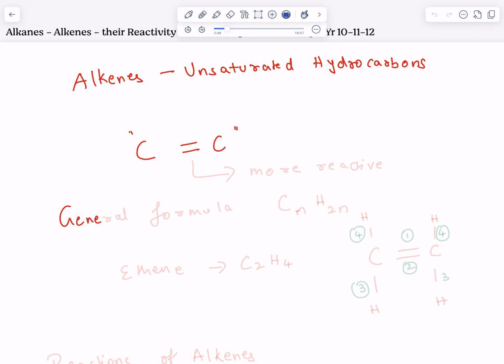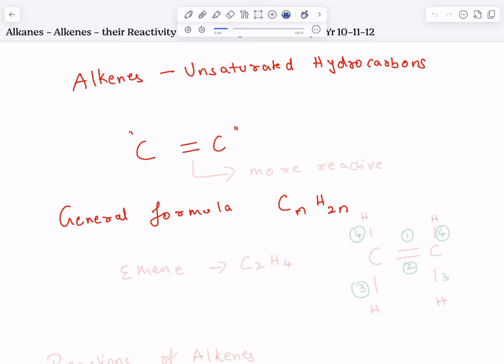The general formula of an alkene is CnH2n. Again, as I told you in my previous videos, n represents the number of carbons. If you remember, pause here and recall the general formula of an alkane. Absolutely, you got that right. It is CnH2n+2. Whereas for an alkene, you can see there are 2 fewer hydrogens than an alkane. Why? Because there is a carbon-carbon double bond, and this is the key reason they call them unsaturated.